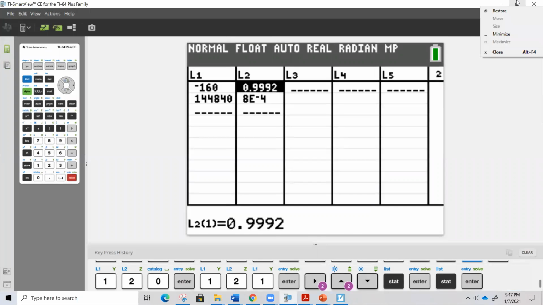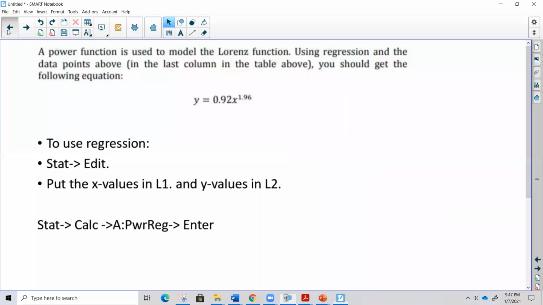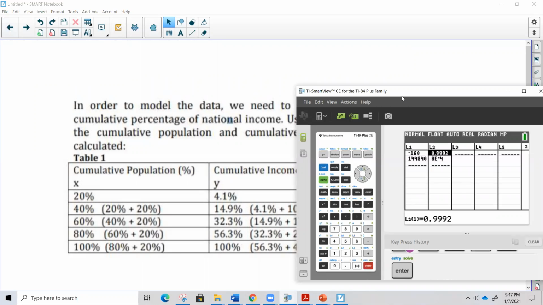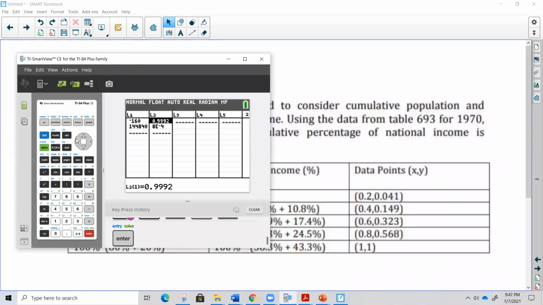And then you're going to enter our table. So let's go back to our table. We're going to enter these as our X values, these as our Y values, but as decimals, not percents. So on here, I'm going to put 0.2, 0.4, 0.6, 0.8, and 1.